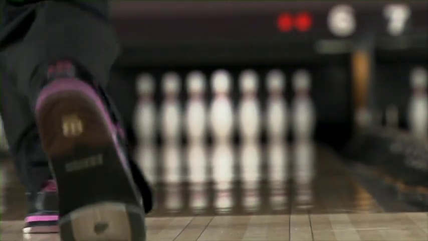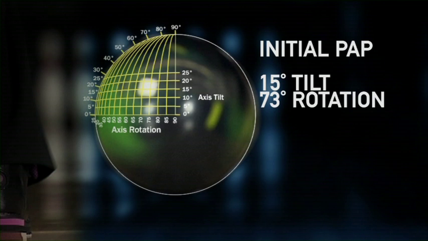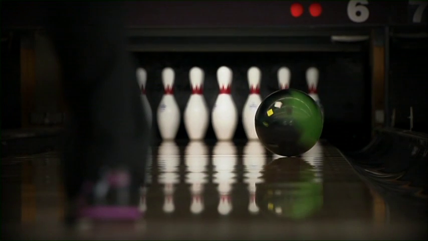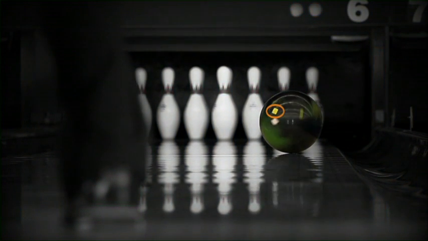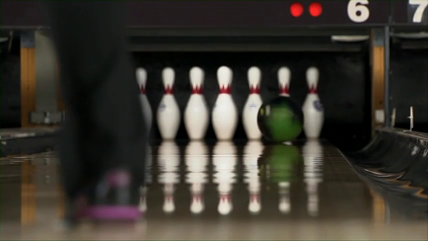Now let's put it all together of our lead bowler, Caroline Doorn-Ballard. Caroline's initial PAP shows us that she has about 15 degrees of tilt and 73 degrees of rotation at release. When we add the second piece of tape and we slow it down, you can see the yellow piece of tape go solid for a very short period of time as the ball is exiting the oil pattern and prepares to come out of the hook phase.